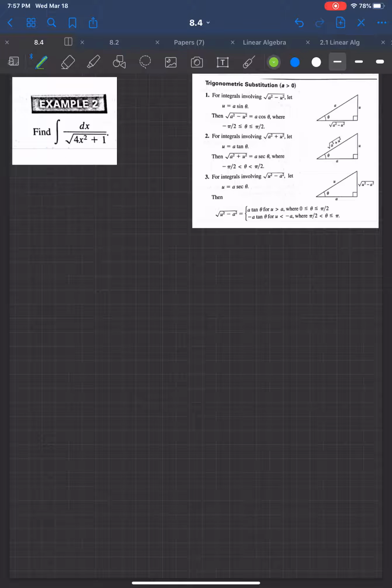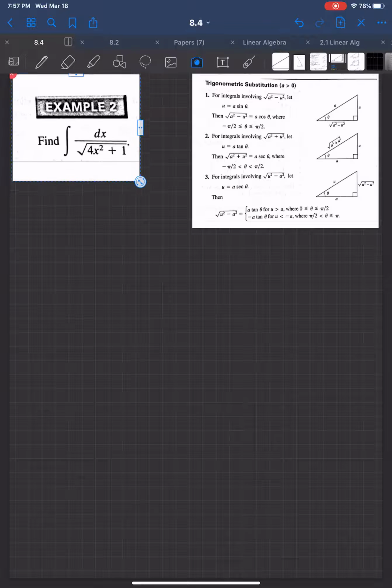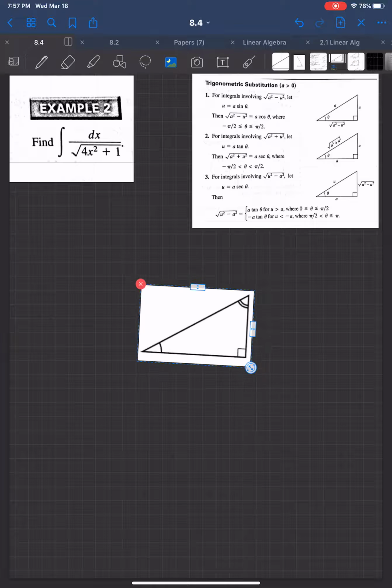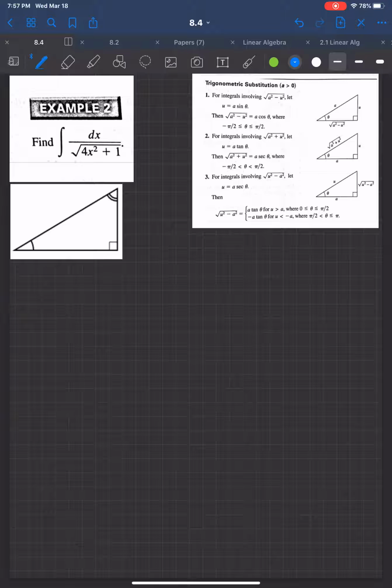Okay, so another one. Let's take a look at example 2. And what we want to start trying to get a feel for is what type of triangle can I use to represent that radical, right? So you can always just draw a random triangle. And looking at this, it is the square root of 4x squared plus 1, right?